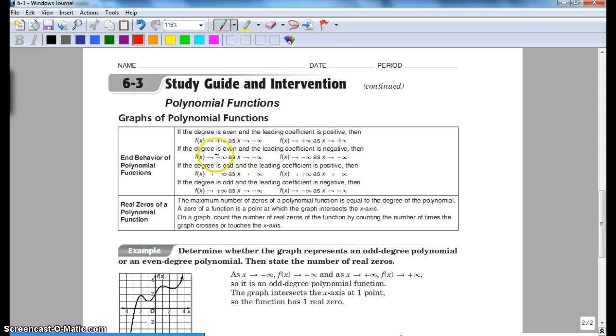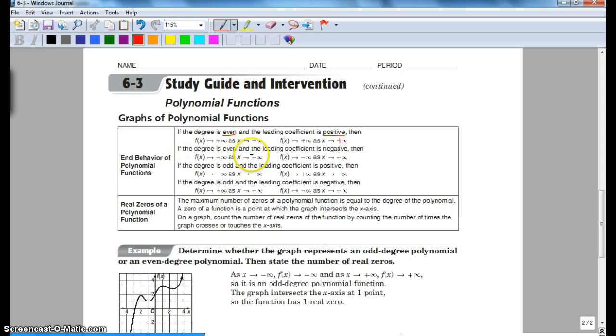This is just a technical way to describe how x and y interact. F of x, of course, represents the y. X represents itself. So as the y values get larger, the x values get smaller. And as the y values get larger, the x values get larger. As x goes to the left, y gets bigger. As x goes to the right, y gets bigger. This is true for every even function that has a positive leading coefficient.